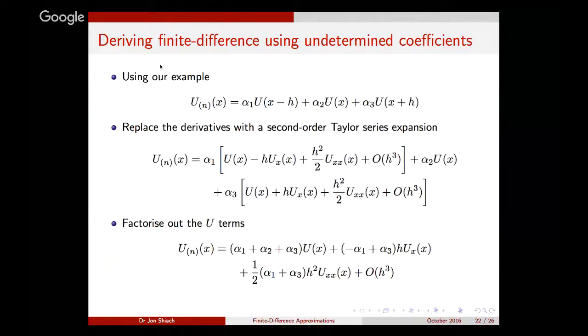So what I can now do is use this to derive my finite difference. If I wanted an approximation of the first order derivative, I want this term to be 0, I want that term there to be 1, so it'll be 1 times my first order derivative, and I want this term to be 0. If I wanted an approximation of the second order derivative, I want that term to be 0, I want that term to be 0, and I want a half of alpha 1 plus alpha 3 times h squared to be 1. So I want the left-hand side to equal the right-hand side.